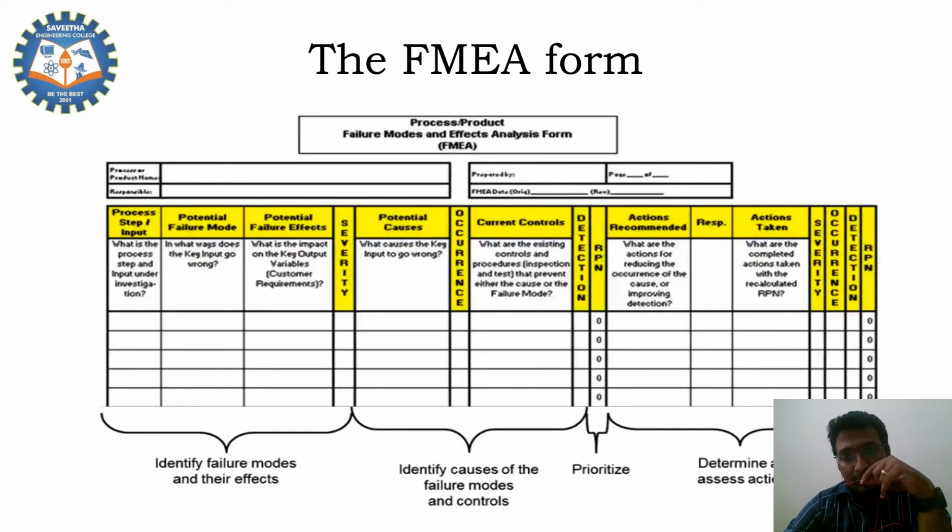So the remaining columns will be about determining and assessing actions. What are the action plans to be done to solve that problem? What are the action plans taken to solve that problem? So this is about the FMEA chart.